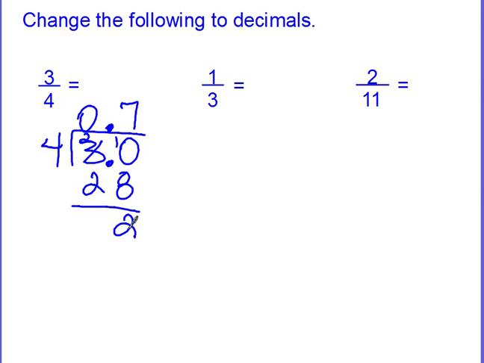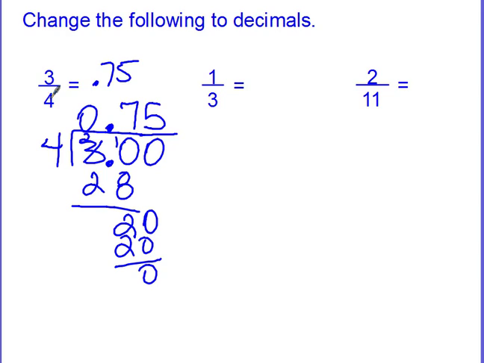Well, I still have leftovers, so I add another 0 since we're dealing with decimals, bring the 0 down, and now 4 goes into 20 5 times. We get a remainder of 0. So 3/4 is equivalent to 0.75. 3/4 of a dollar, 75 cents. Same thing. This is a terminating decimal because it's stopped.